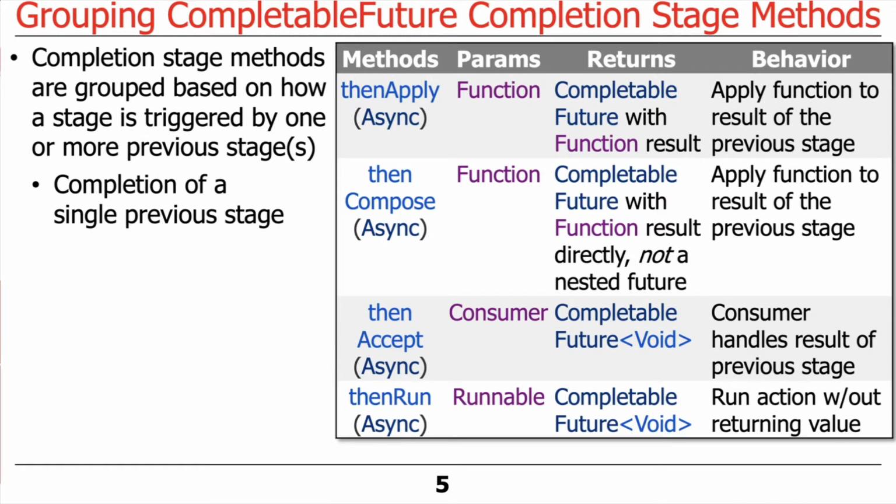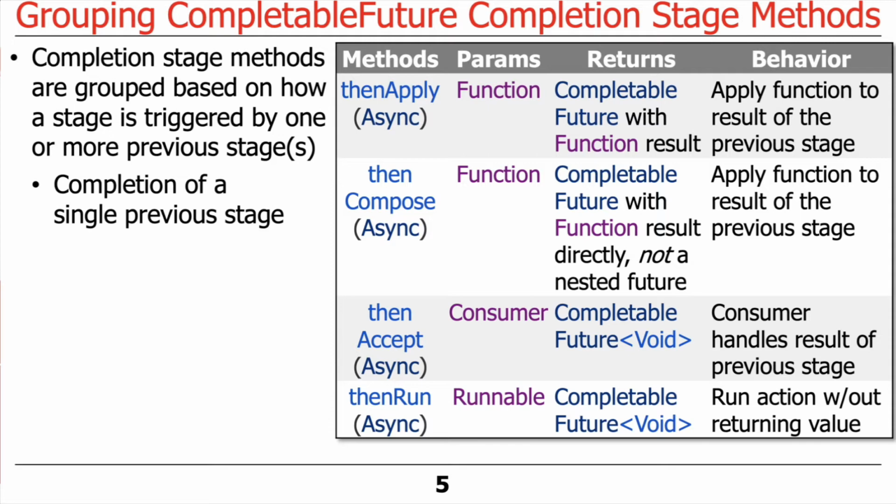So thenApply is a method that takes a function and returns a CompletableFuture with the result of the function once the operation gets a chance to run, and it'll only run when the previous stage completes. The behavior is to apply the function to the result of the previous stage. So it returns a CompletableFuture with the result of that function after the previous stage runs.